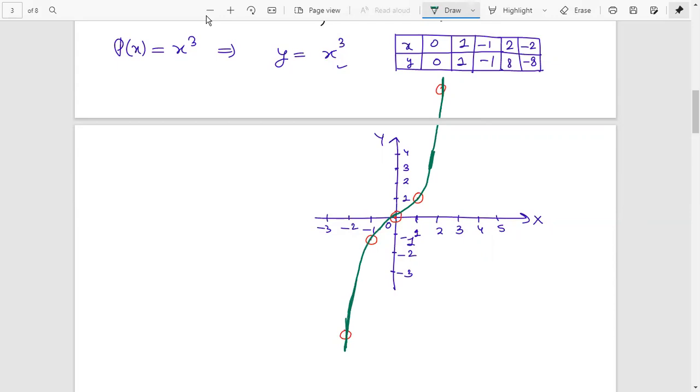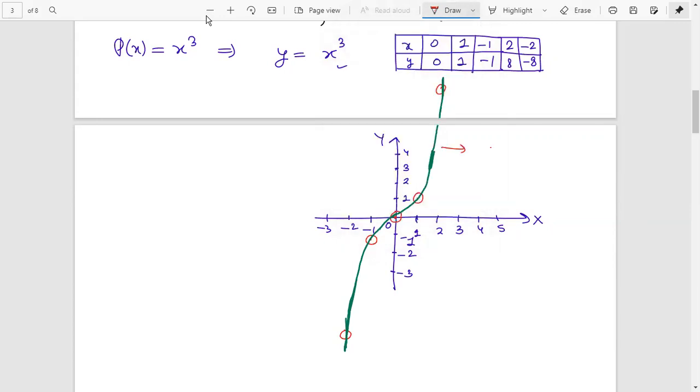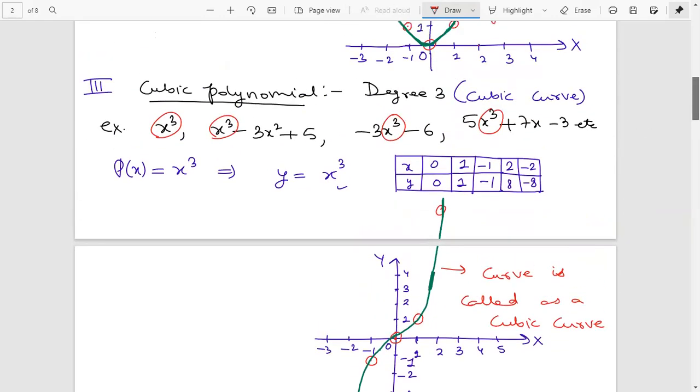This graph, or we can say this curve, is called a cubic curve. Cubic polynomial, cubic curve. Fine. So for x cube, the maximum power of x is 3. That we know.